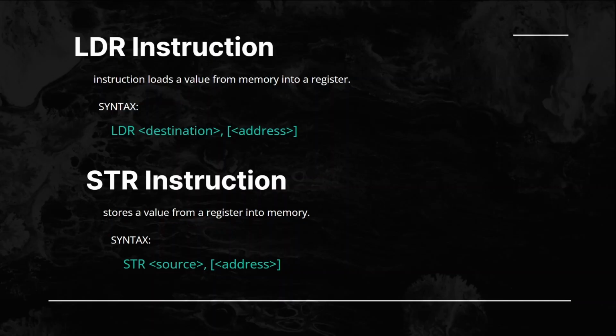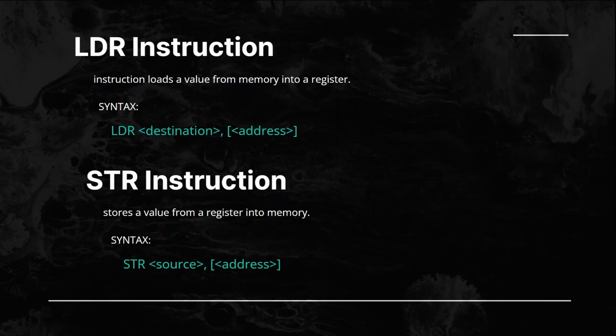Now let's start with the load and store instructions. These two instructions are the foundational instructions for moving data between registers and the main memory. Unlike Intel architecture, in ARM architecture only these two instructions are capable of moving data between registers and the main memory. The LDR, or load instruction, loads a value from memory into a register, while the store instruction stores a value from a register into memory.